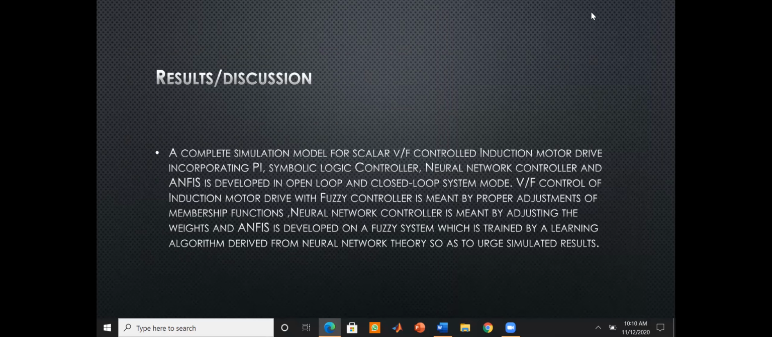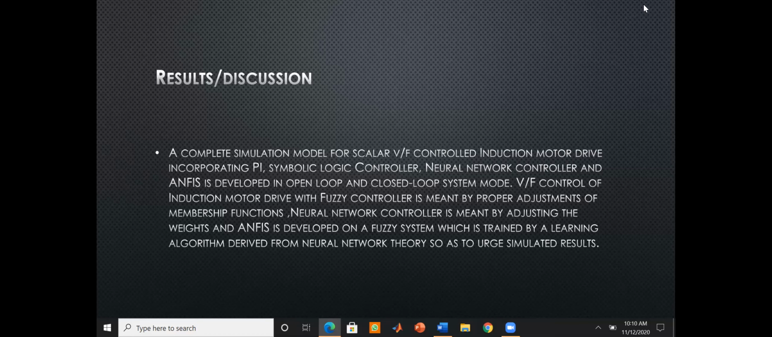V/F control of the induction motor drive with a fuzzy controller is done by proper adjustment of the membership function. The neural network controller is done by adjusting the weights, and ANFIS is developed on a fuzzy system, which is trained by a learning algorithm derived from neural network theory. As for the simulation results, the drive with the PI controller speed response has a small peak at 0.6 seconds.